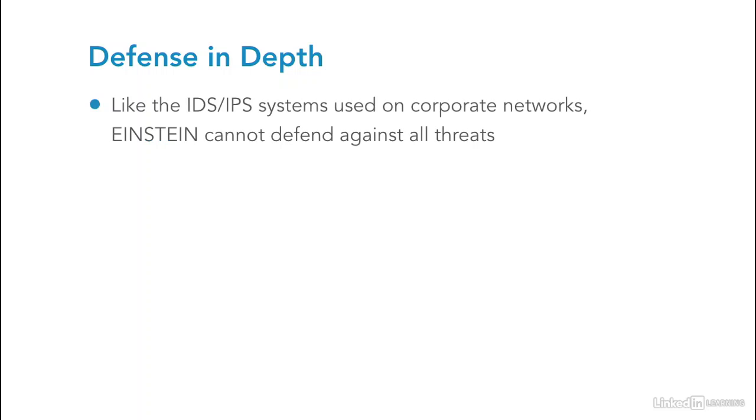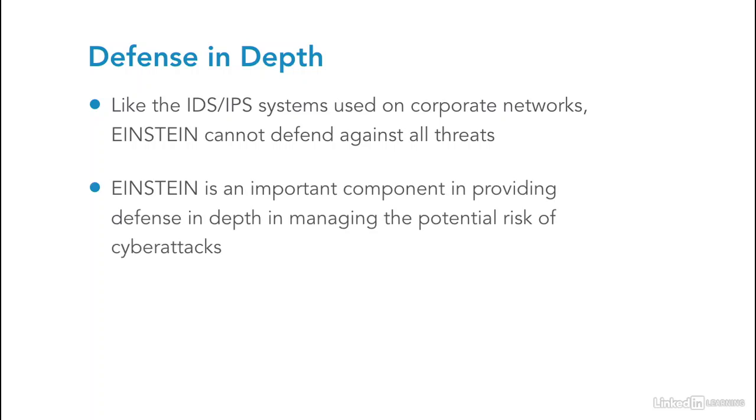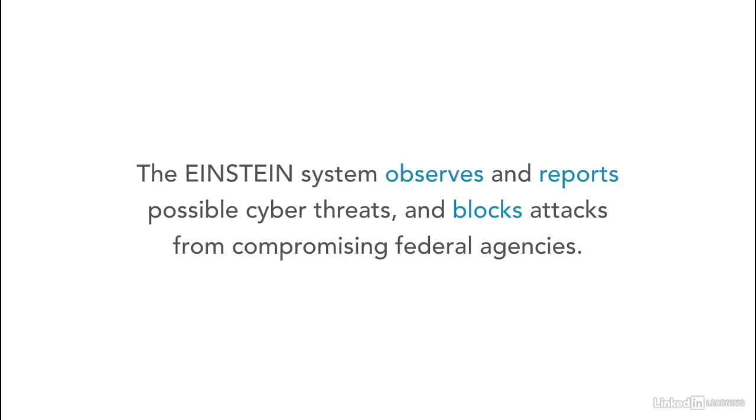Einstein is like the intrusion detection intrusion prevention system used on corporate networks, but like those devices on the corporate networks, it cannot defend against all threats. However, it's an important component in providing defense in depth and managing the potential risk of cyber attacks. The Einstein system observes and reports possible cyber threats and blocks attacks from compromising federal agencies.